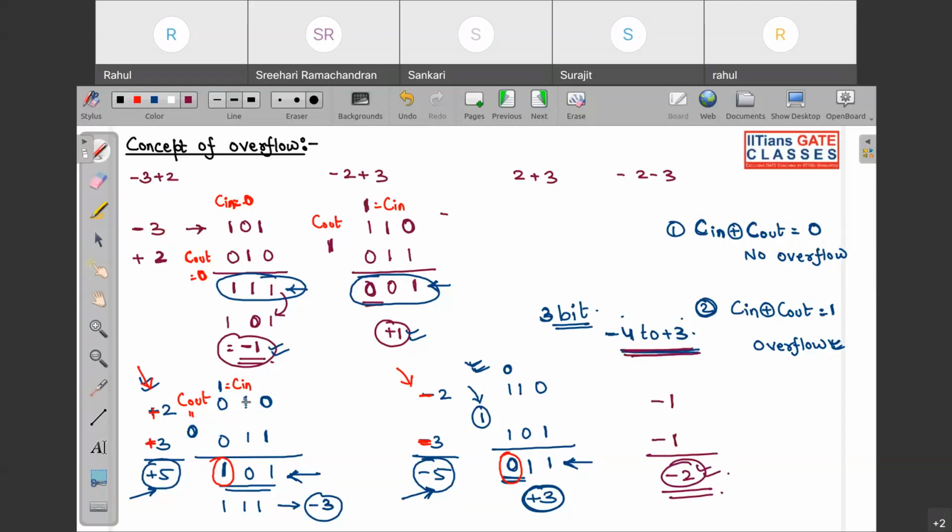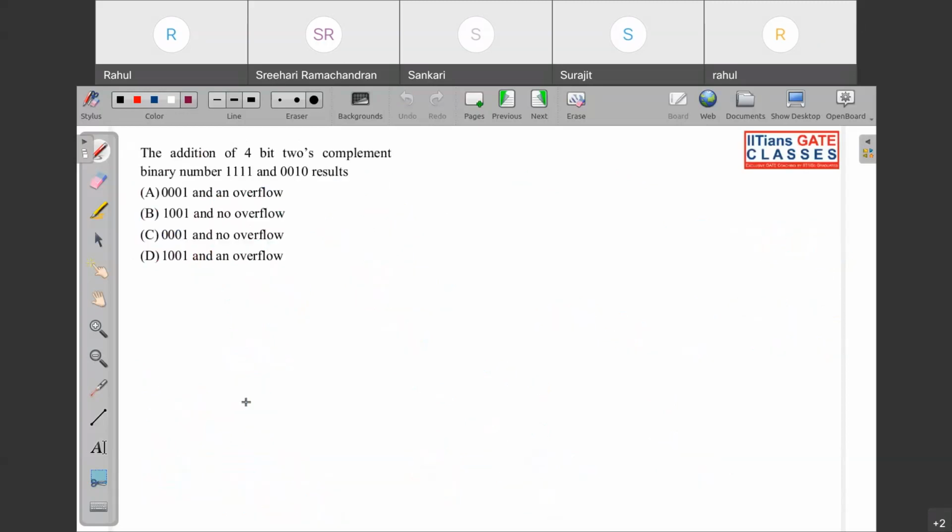Someone was asking, sir, when will you talk about overflow? So Surajit was telling. Is that clear now, Surajit? Okay. So now I have a question for you guys. Surajit, was that clear to you? Everybody, is this concept clear? Tell me yes or no.